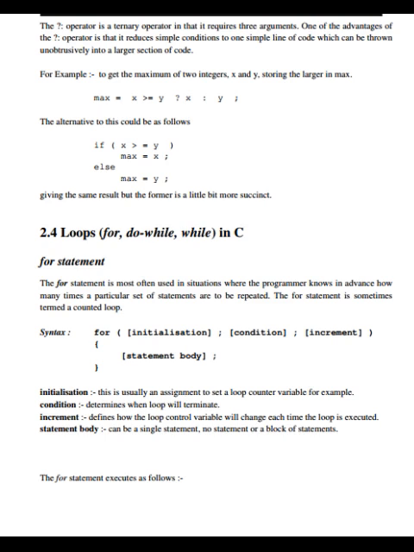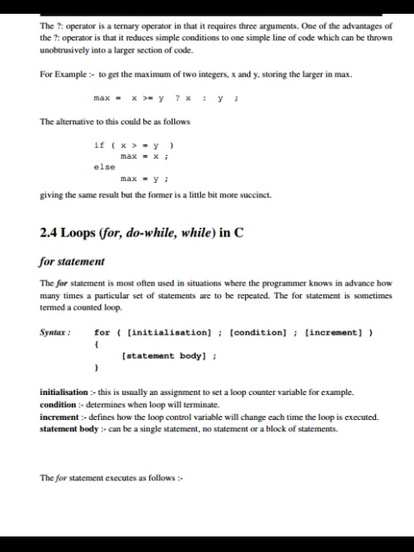For statement. The for statement is most often used in situations where the programmer knows in advance how many times a particular set of statements are to be repeated. The for statement is sometimes termed a counted loop. See the syntax. Initialization is usually an assignment to set a loop counter variable. Condition determines when a loop will terminate. Increment defines how the loop control variable will change each time the loop is executed. Statement body can be a single statement, no statement, or a block of statements.